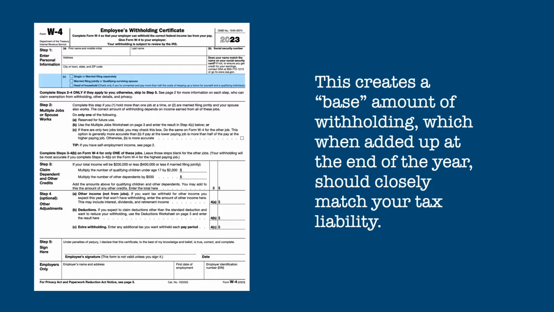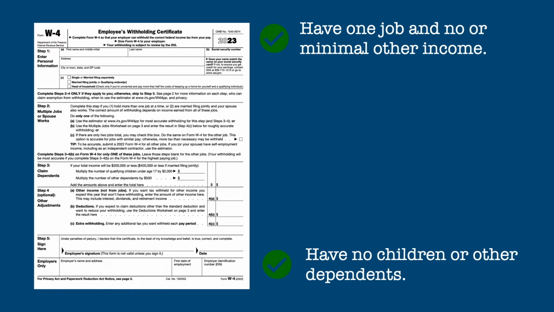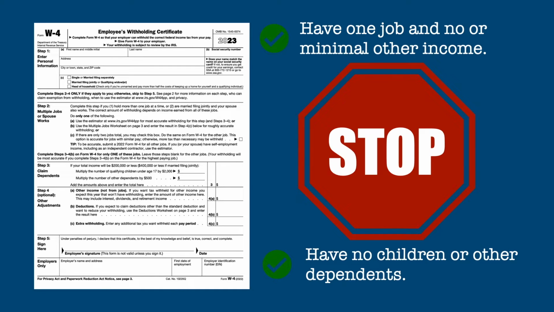This creates a base amount of withholding, which when added up at the end of the year, should closely match your tax liability. At this point, if you have one job, or no or minimal other income, or have no children or other dependents, stop. Sign the form at the bottom and hand it back to your employer. The appropriate amount of taxes will be withheld from your pay.